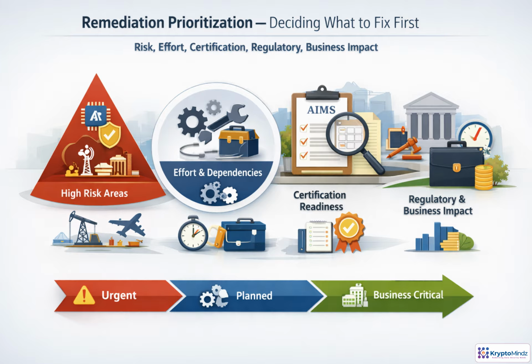Low-effort, high-impact items become quick wins. High-effort, high-impact items become strategic projects that need sponsorship and planning. Lower-impact issues can be monitored or scheduled later. Finally, overlay regulatory deadlines and business criticality so the roadmap is both defensible and realistic.